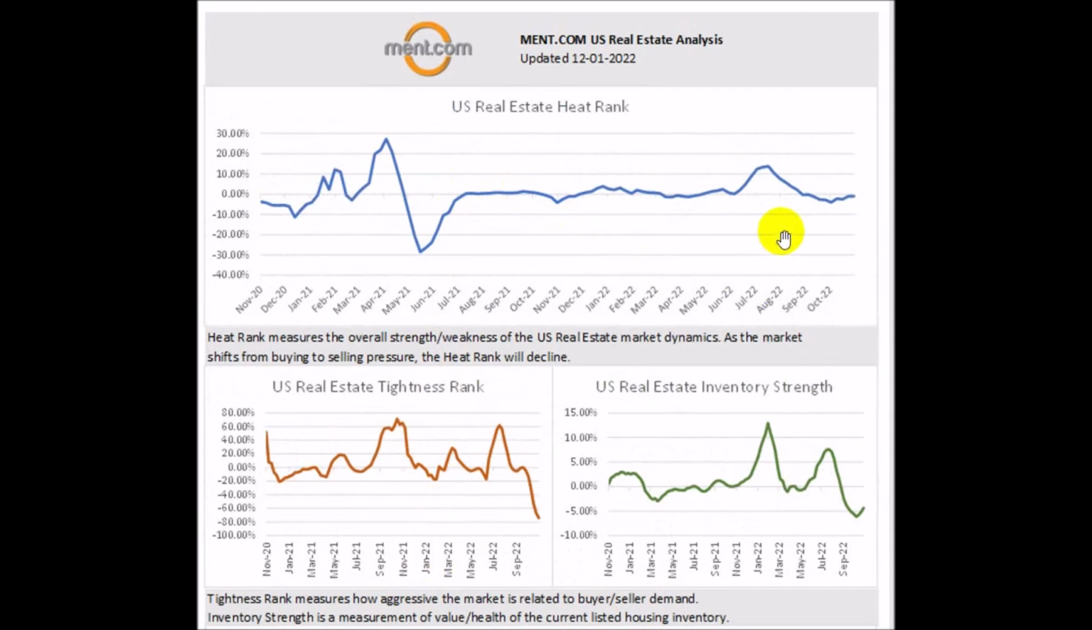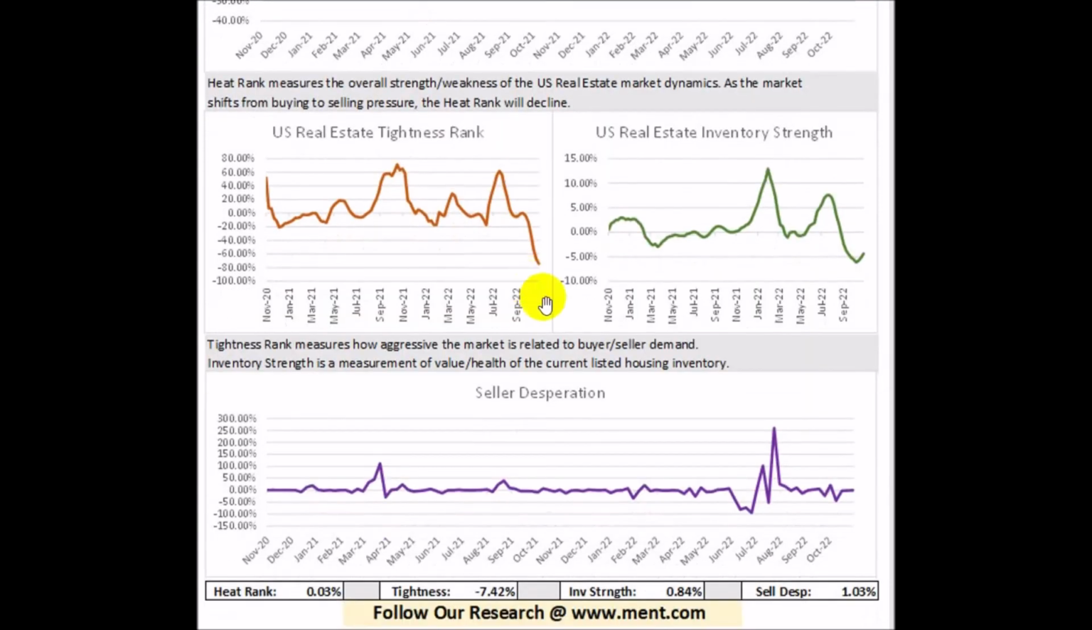Foreclosures are starting to click back in. The market is very, very flat. The bottom is falling out of the market. Real estate inventory strength is much weaker than it's been in the last 2 years. And right now, we're looking for the next catalyst. What is that going to be?